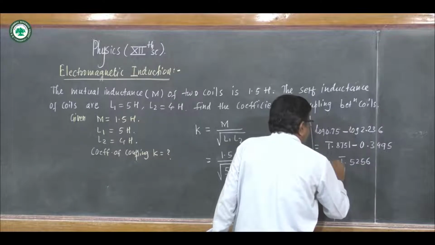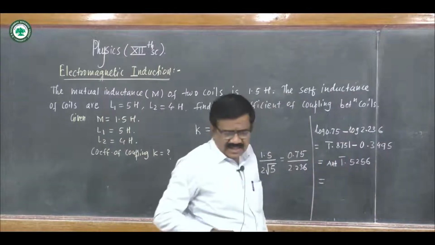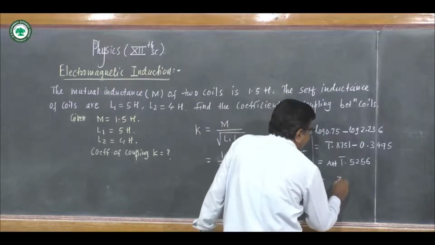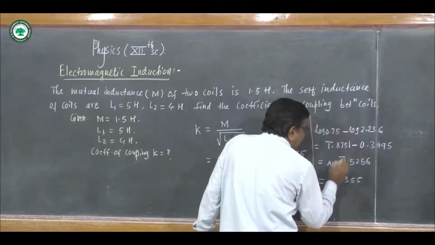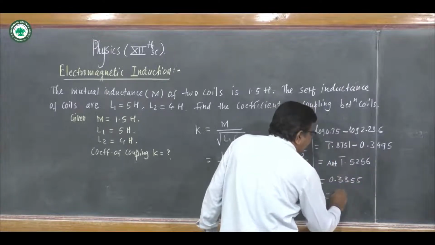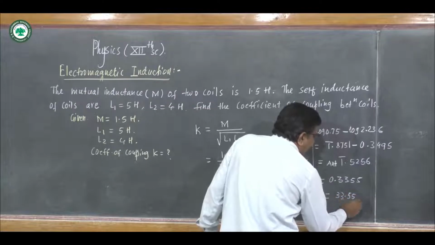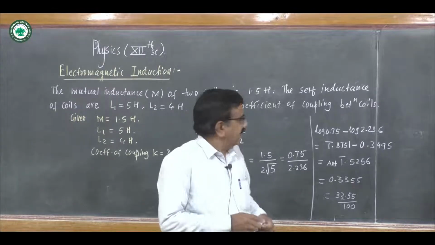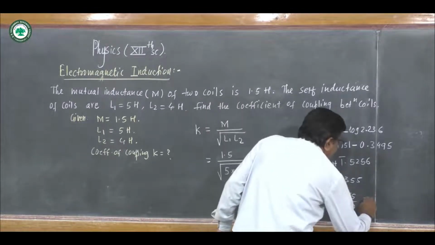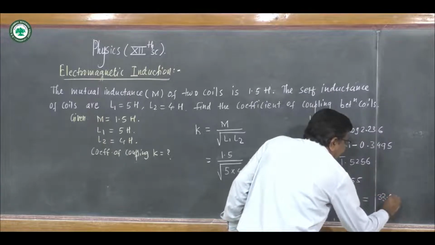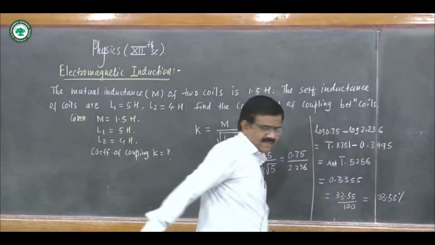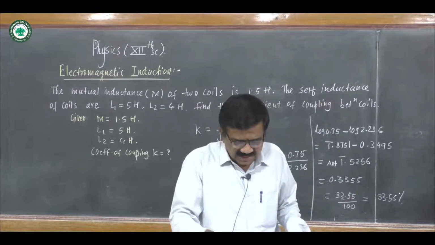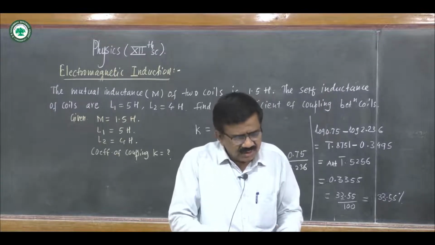We find the antilog of this number, and the antilog of this number is 3355. Bar 1, so 0 point, or we write this as 33.55 upon 100. So the coefficient of coupling, in percentage, is 33.55%. Then we see two more numericals.